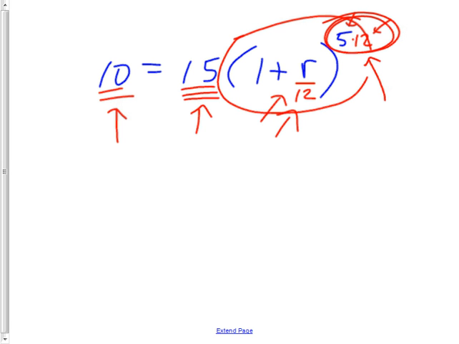Yes? What if the top exponent was a fraction? What if that was a fraction? All right. So that would be less than a year.